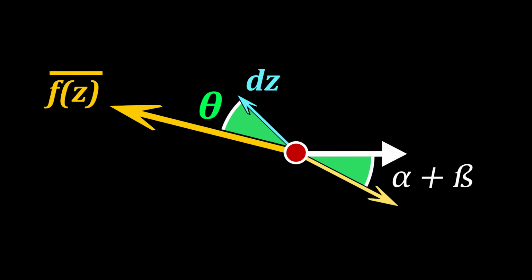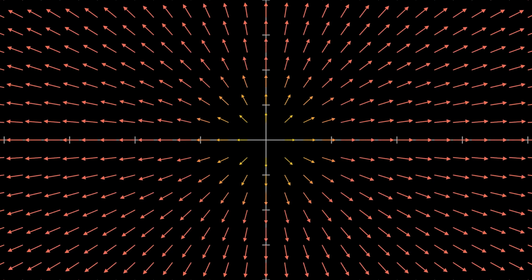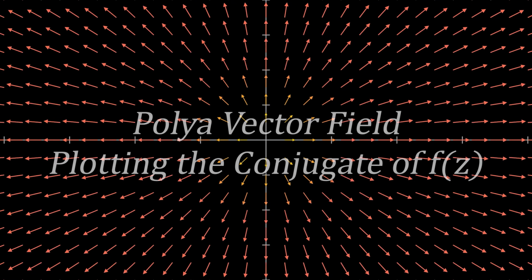Now, imagine that we apply this procedure to every vector in our vector field. Instead of just plotting f of z, we plot f of z conjugate. What we end up with is a vector field in which we can actually visualize the angle in the integrand at every point along our contour. The vectors in the vector field always make an angle alpha plus beta with the vector tangent to the path of integration, where alpha is the phase of our infinitesimally small tangent vector dz, and beta is the phase of f of z. This vector field, depicting the conjugate of the function, is called a Polya vector field.